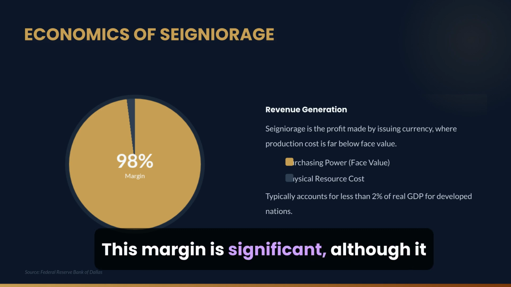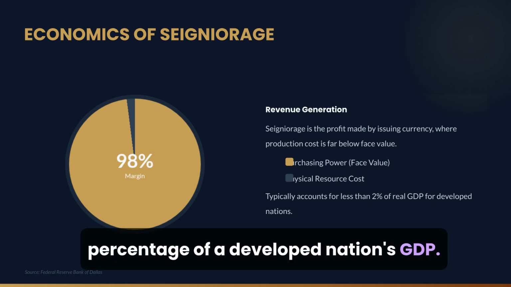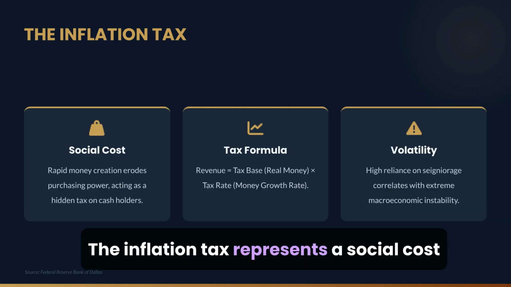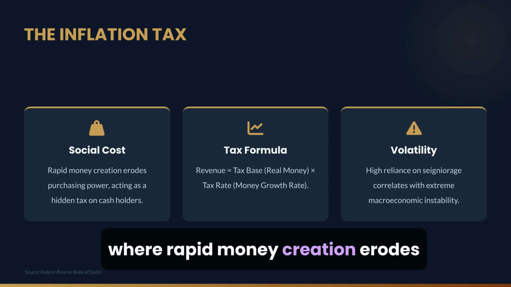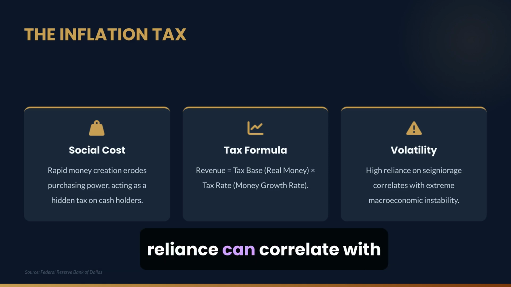This margin is significant, although it typically accounts for a small percentage of a developed nation's GDP. The inflation tax represents a social cost, where rapid money creation erodes purchasing power. The tax formula links revenue to the money growth rate, and high seigniorage reliance can correlate with macroeconomic instability.